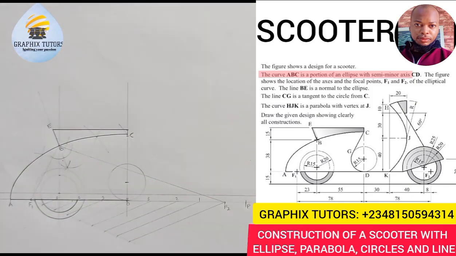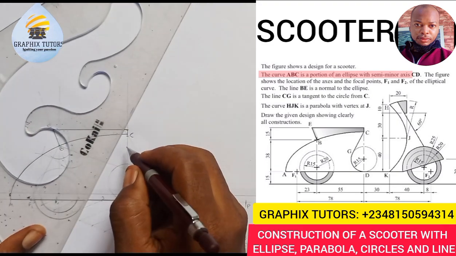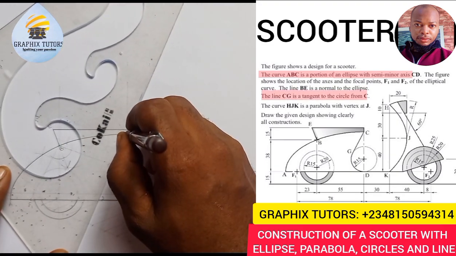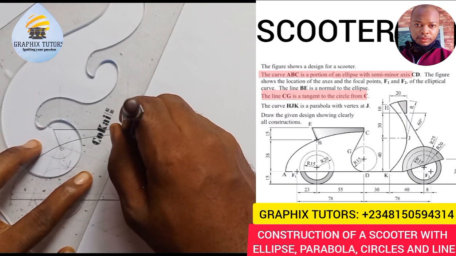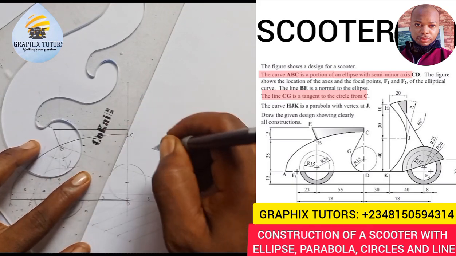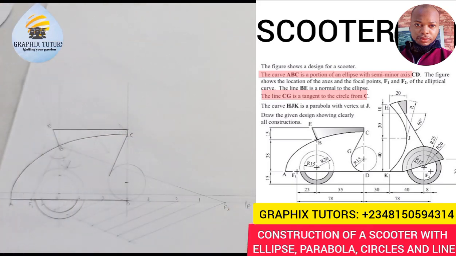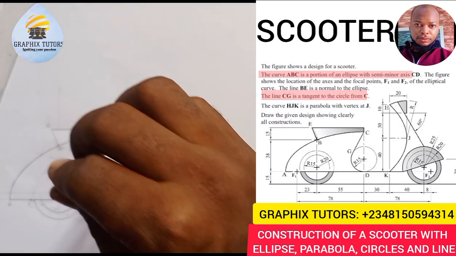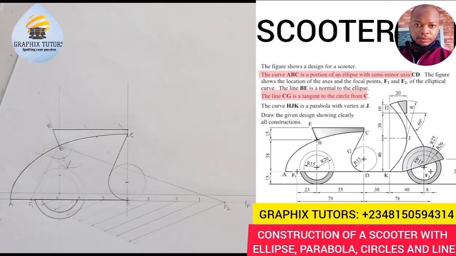Now you can draw a faint line first. Then you join a line that is tangential, according to the question, from C to G. So C to G, as you can see on the screen, is tangential to this circle. C and G is tangential. Can you see that? Then I'll take in the rest here. Hope you can see that. So we're still moving.